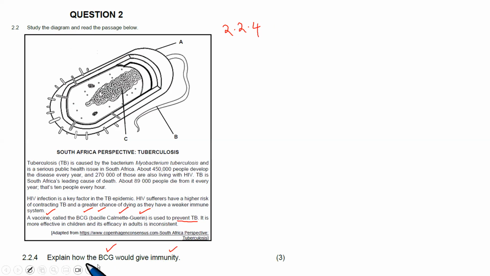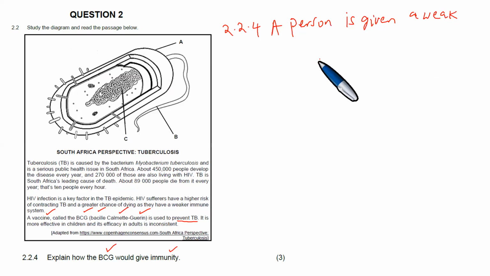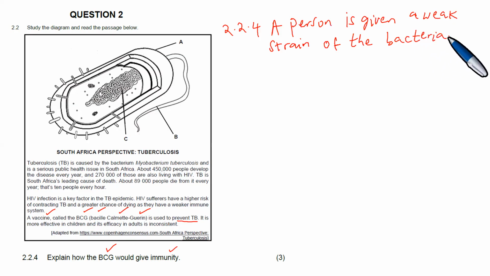Explain how the BCG would give immunity. We're explaining how BCG would give immunity. A person is given a weak strain of the bacteria.